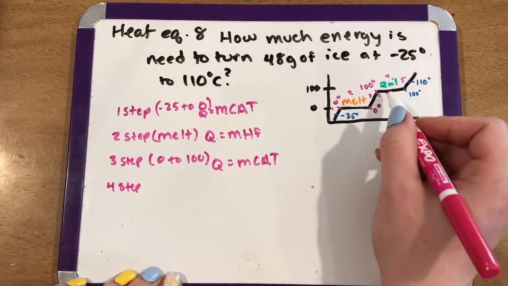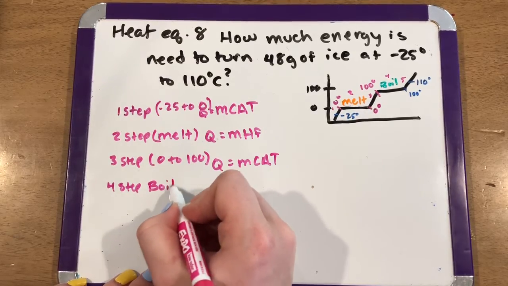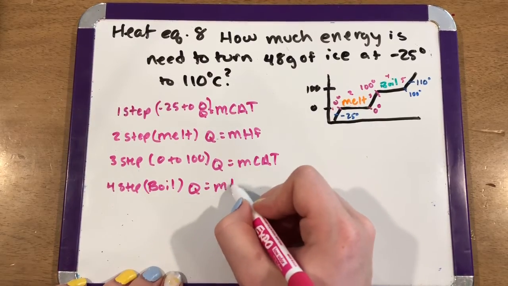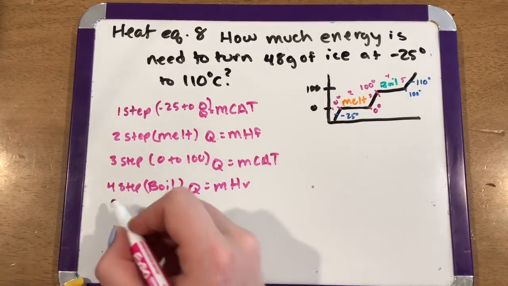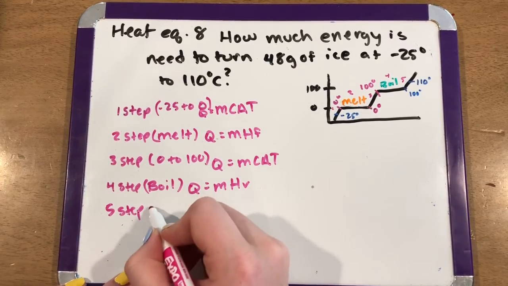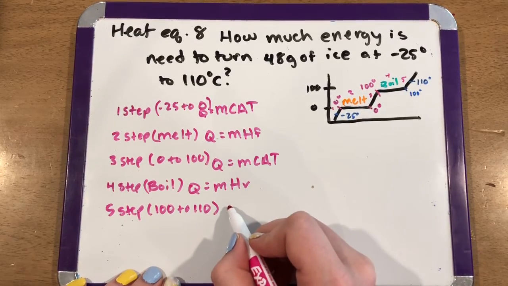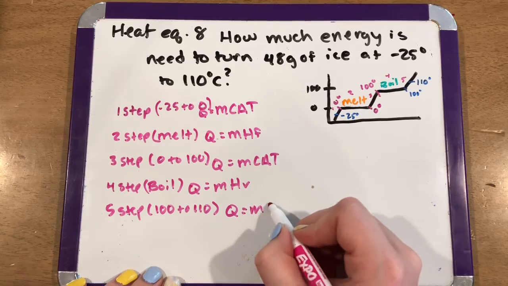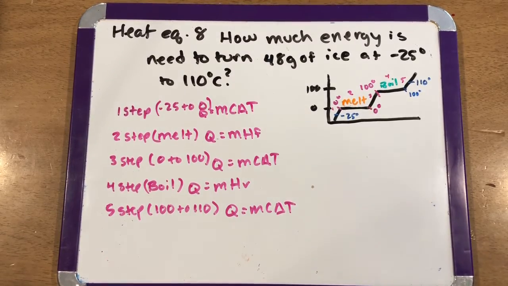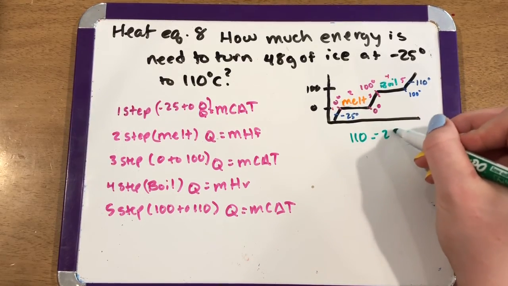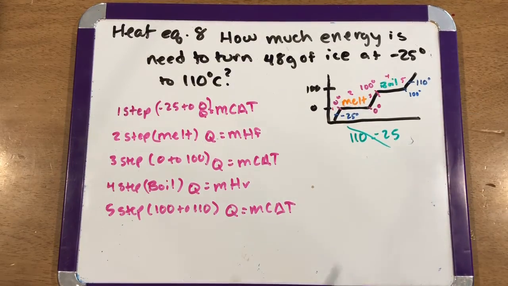Step 4, we're going to boil it. That is our heat of vaporization equation. And last but not least, we need to warm it up from 100 degrees to 110, which is a change in temperature, so we're going to use an MCAT equation again. We cannot just subtract 110 from -25. You cannot do that. You have to go up in stages. My challenge to you is now try to solve this equation on your own.